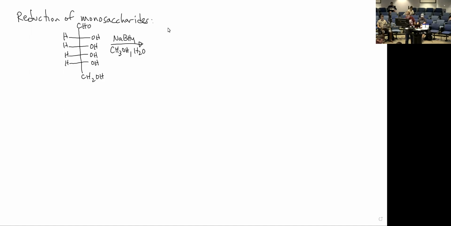So in any case, that will simply reduce the aldehyde functional group to a primary alcohol. That's a reagent we talked about in chapter, let me see now, 7. No, in chapter 9 on aldehydes and ketones. So all of these OHs, of course, will remain OHs.